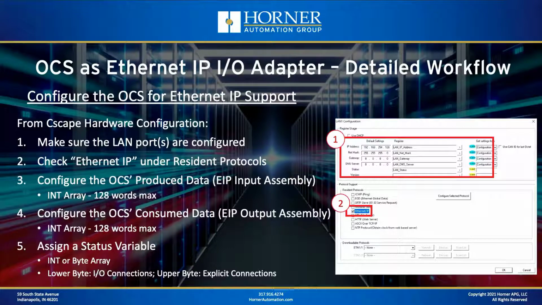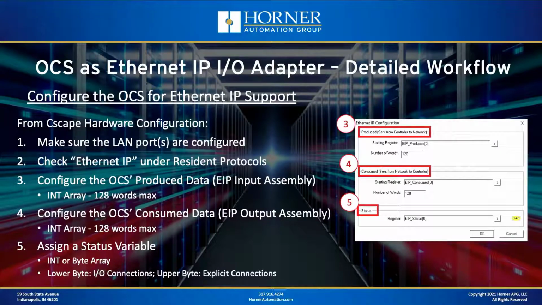You also need to go through and find, on the list of resident protocols that are shown right below the Ethernet configuration, Ethernet IP, and select it. And then with it highlighted, you're going to configure the Ethernet IP details, which are going to include things like the source of the data you're going to produce on the network. So again, data you produce to the network from your machine will be seen by your customer's PLC as input assembly data, because it's produced by the machine and received as input data by the PLC.